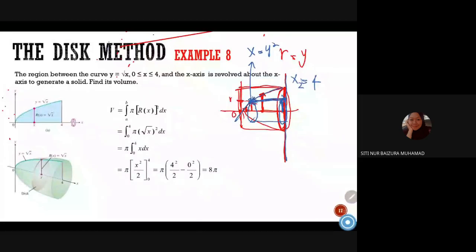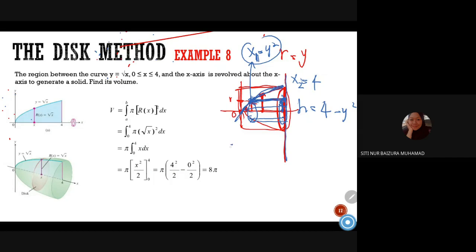Katakanlah this is x2 minus x1. X1 adalah y square, this curve. Okay, so that's why H adalah 4 tolak y square. Yang ni katakanlah daripada sini ke sini. Okay, curve ke sini. Okay, H dia adalah 4 tolak y square.